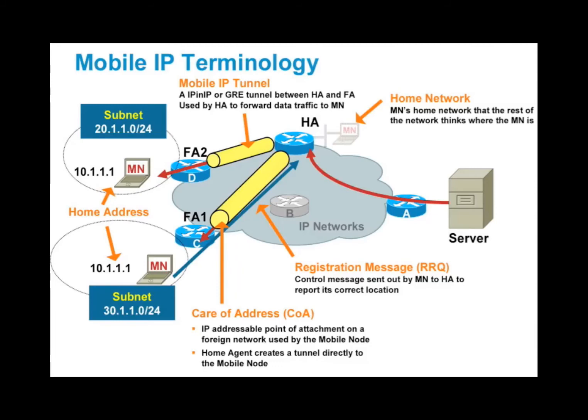The care of address will change when the node travels to a network outside its home network. It indicates a network number, which then identifies the mobile node's point of attachment with respect to the network topology. The home address gives a mobile node the ability to appear connected to the home network.